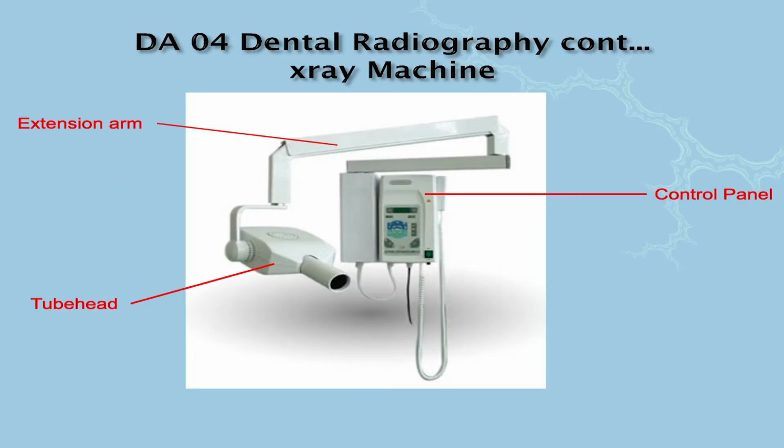So the x-ray machine consists of a control panel, an extension arm, a tube head, and an x-ray tube. It's the x-ray tube that is responsible for actually generating those x-rays, and it is contained within that tube head.